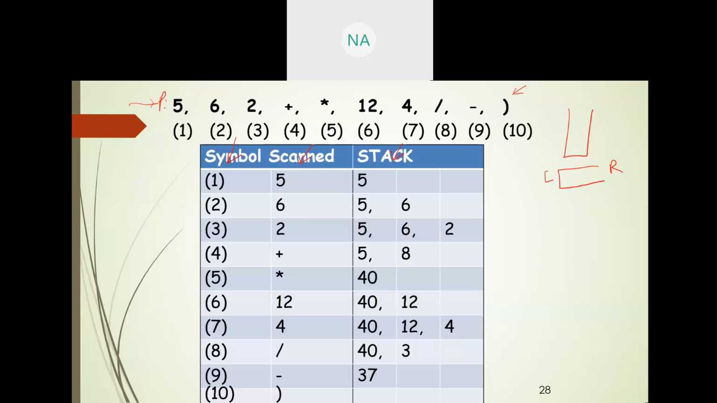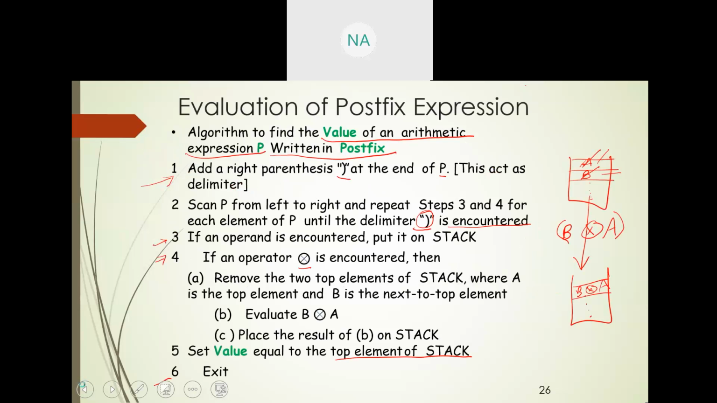Now consider the first symbol. The first symbol is 5. So 5 is an operand. If an operand is encountered, put it on the stack.